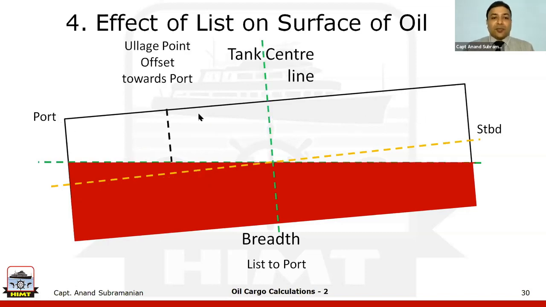So if we go towards the port side, this is the ullage we get from the tank top towards this green line, which is the horizontal line of the level of the oil. Actually, what I want is from the tank top to this orange line. So a small correction has to be applied over here. Is this correction positive or negative? I mean, should this be increased or decreased?